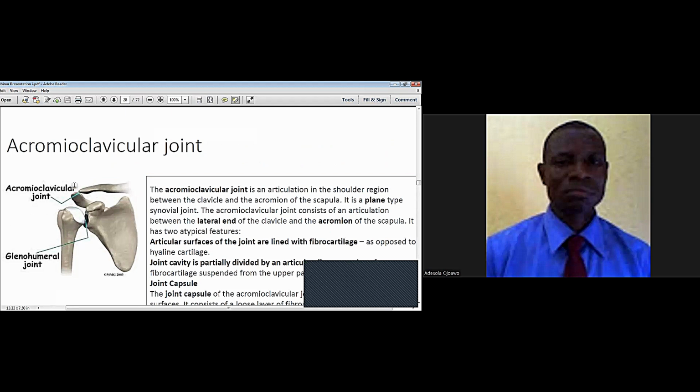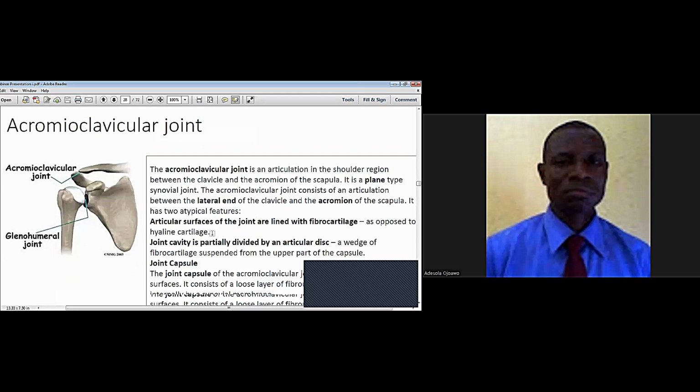This is what you are seeing now. So I put here all the articulations. The articular surfaces are lined with fibrocartilage as opposed to hyaline cartilage. The other time we had hyaline cartilage, here we have fibrocartilage. The joint cavity is partially divided by an articular disc, a wedge of fibrocartilage suspended from the upper part of the capsule. Then we have the joint capsule as well.